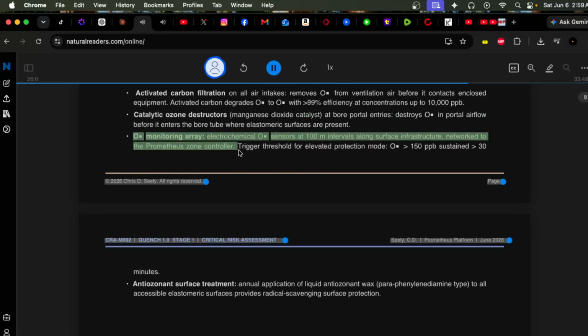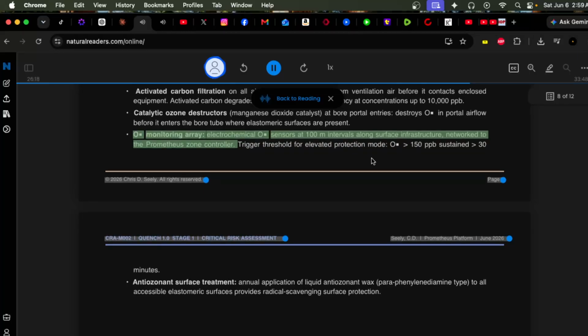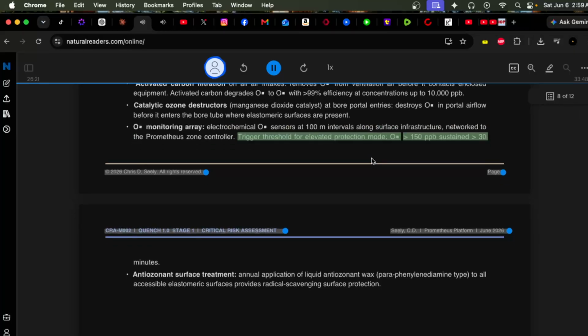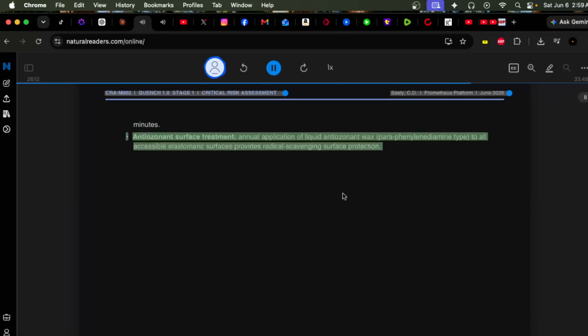Ozone monitoring array: electrochemical ozone sensors at 100 meter intervals along surface infrastructure, networked to the Prometheus zone controller. Trigger threshold for elevated protection mode: ozone greater than 150 ppb sustained greater than 30 minutes. Antiozonant surface treatment: annual application of liquid antiozonant wax to all accessible elastomeric surfaces provides radical scavenging surface protection.